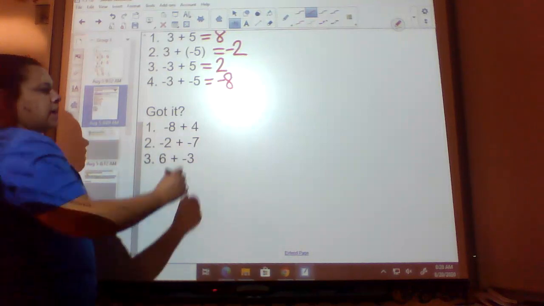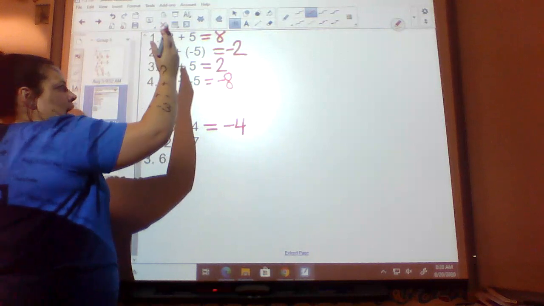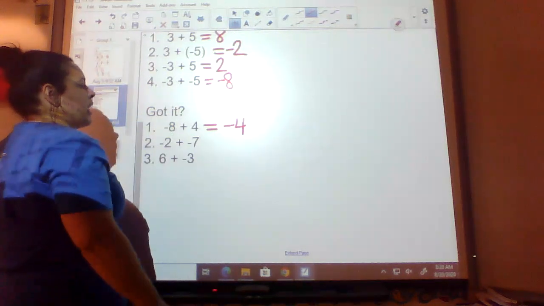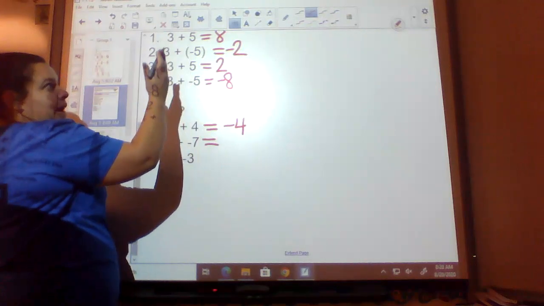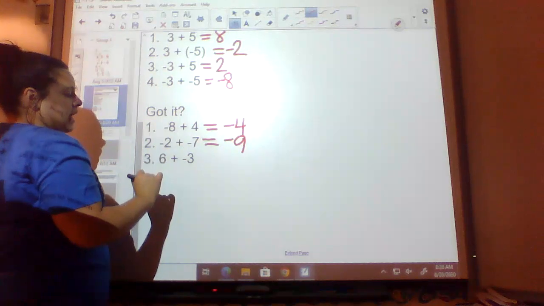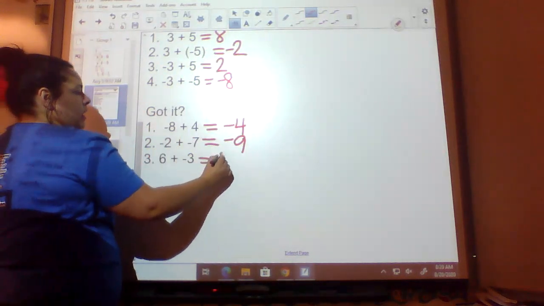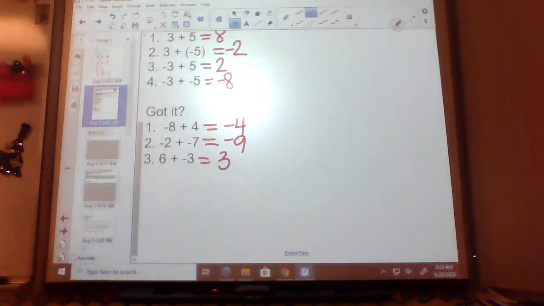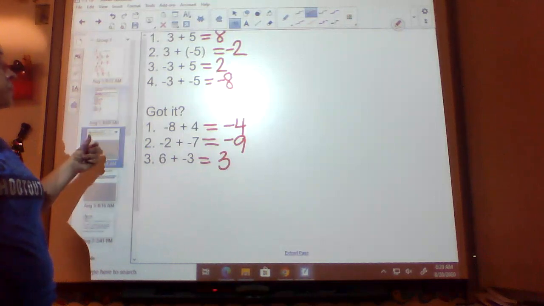All right, so negative 8 plus 4, that's negative 4. Think about it. If you're at negative 8 and you add positive 4 to it, you get to negative 4. Negative 2 plus negative 7. You start at negative 2 and you add negative 7, you're at negative 9. 6 plus negative 3, you're at positive 6, but you add negative 3, so you go to the left and you get positive 3.